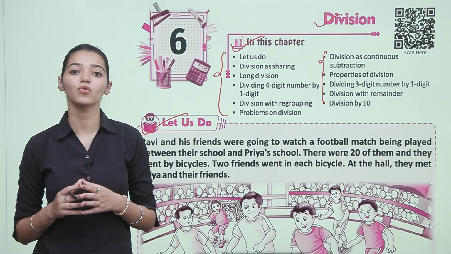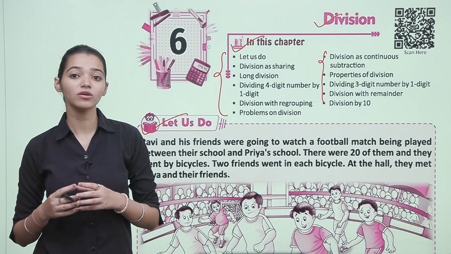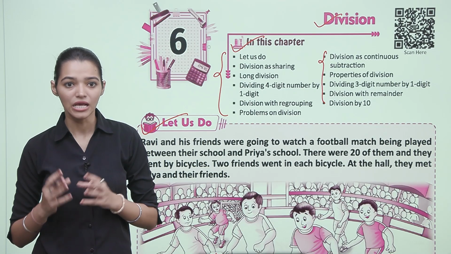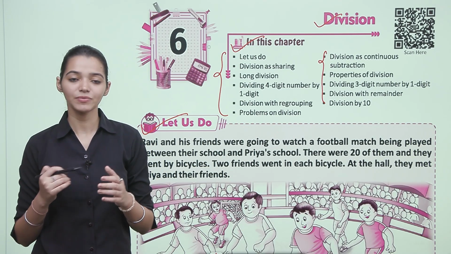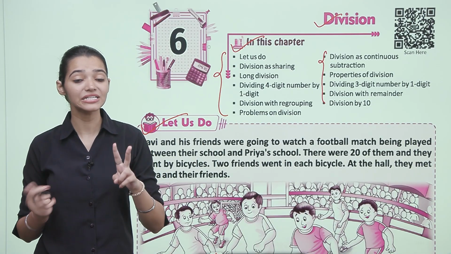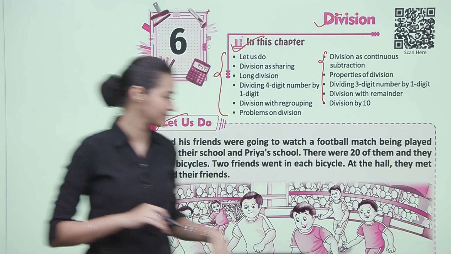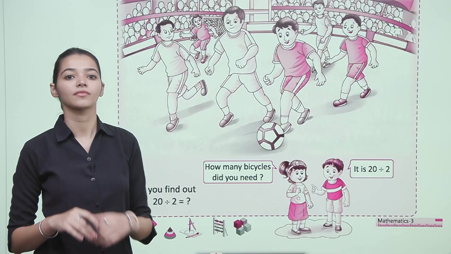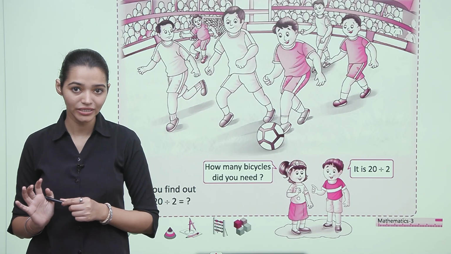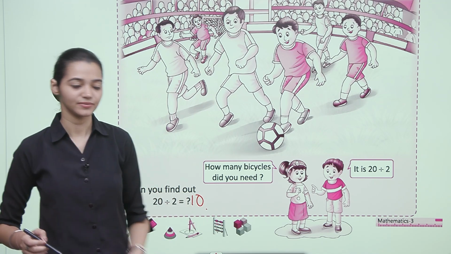Ravi and his friends were going to watch a football match being played between their school and Priya's school. There were 20 of them and they went by bicycles. 2 friends went in each bicycle. At the hole, they met Priya and their friends. Now what we have to tell is how many bicycles did you need? It is 20 divided by 2. Can you find out? It is 10.